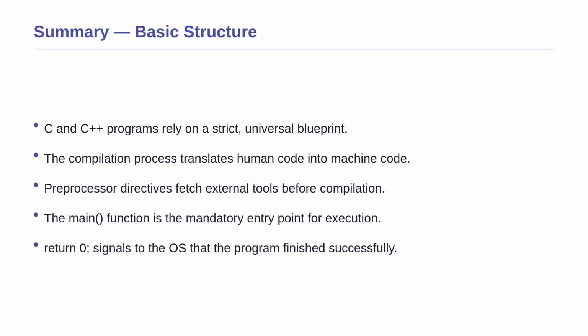First, C and C++ programs rely on a strict universal blueprint to function. Second, your code goes through a compilation process to become machine-readable. Third, preprocessor directives like include fetch necessary tools before the main compiler starts. Fourth, the main function is the absolute entry point where execution begins. And finally, returning 0 tells the operating system everything ran perfectly. You have now mastered the skeleton of programming, giving you a solid foundation for all your future code.